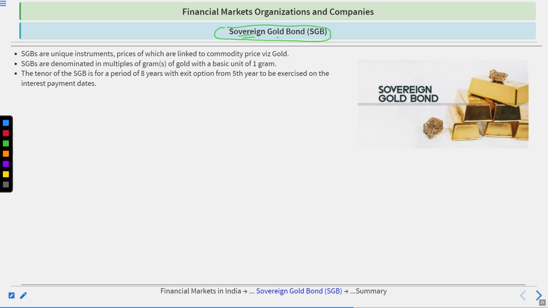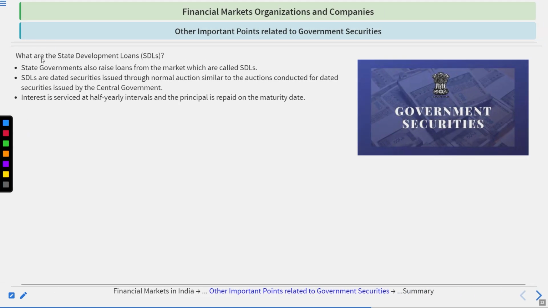Then we have the sovereign gold bonds or SGB, a unique instrument the prices of which are linked to a commodity price, mostly gold. These are denominated in multiples of grams of gold with a basic unit of 1 gram. The tenure of SGB is 8 years with an exit option from the 5th year, to be exercised on the interest payment dates. Then, other important programs.